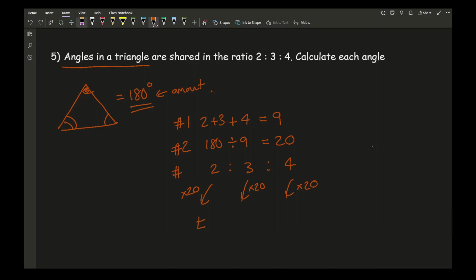So here I've got 40 degrees, I've got 60 degrees, and I've got 80 degrees. And I have no idea why I've written commas, so let's just get rid of that and write it as a ratio. And there is our final answer.